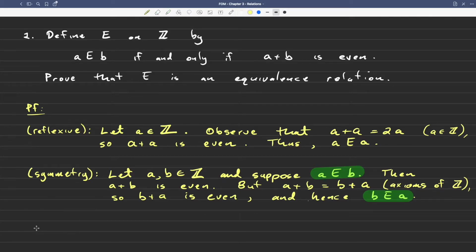All right, transitivity. So here we have to take 3 arbitrary elements in the set on which the relation is defined, and we need to suppose 2 things.